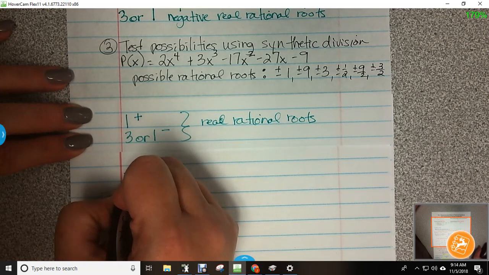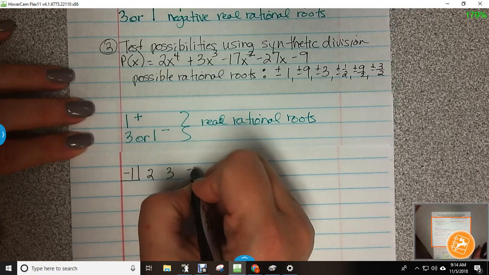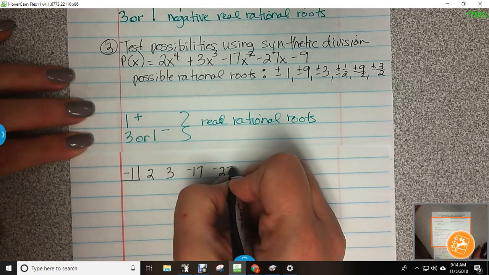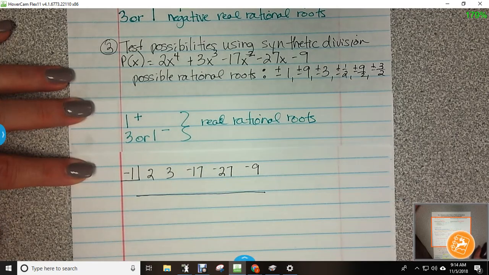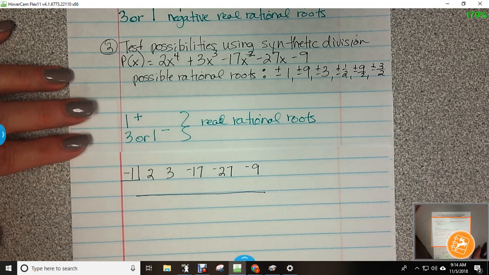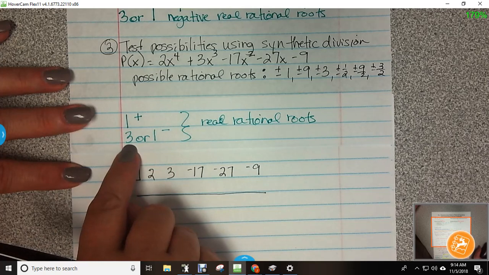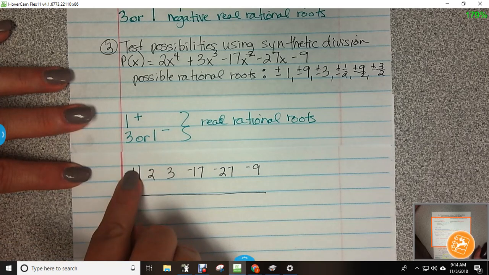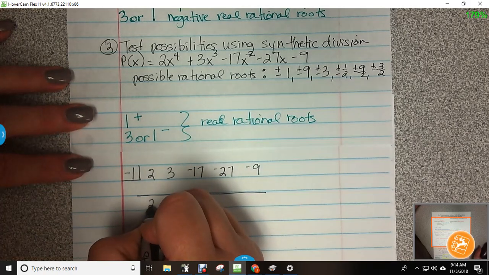Put -1 in my box, and my coefficients. And here's the thing, everybody in the room may test a different number, and that's fine. It just means your work is not going to look the same as you go through the problem. You should all arrive at the same place, though. So I decided to test negatives because the odds were better of finding one. I picked -1 because it's the first negative number. So bring down my 2.